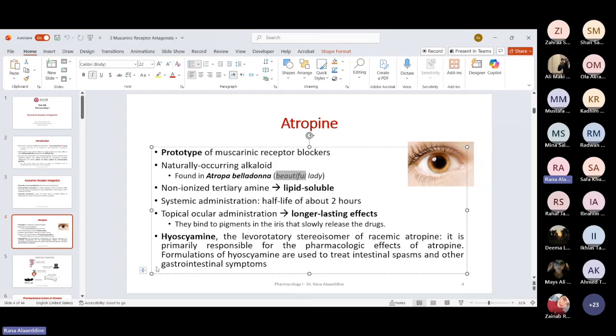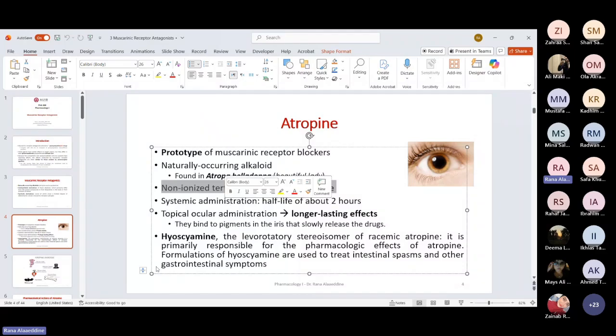This is a tertiary amine. That means this is non-ionized or doesn't have a charge, which means that it's extremely lipid soluble. Does this tell you something about its ability to go to the blood-brain barrier? Yeah, it can cross the BBB. That's exactly it. So it can have good absorption, it can go to the blood-brain barrier. This is what the properties are about.